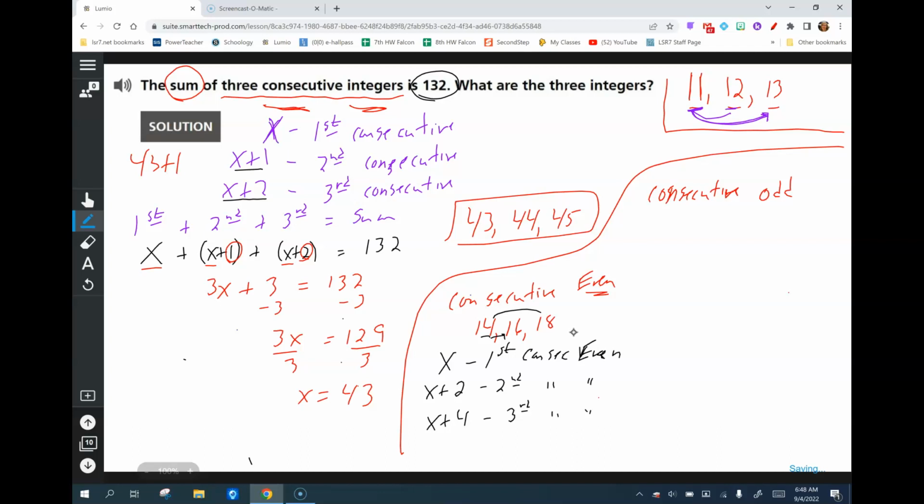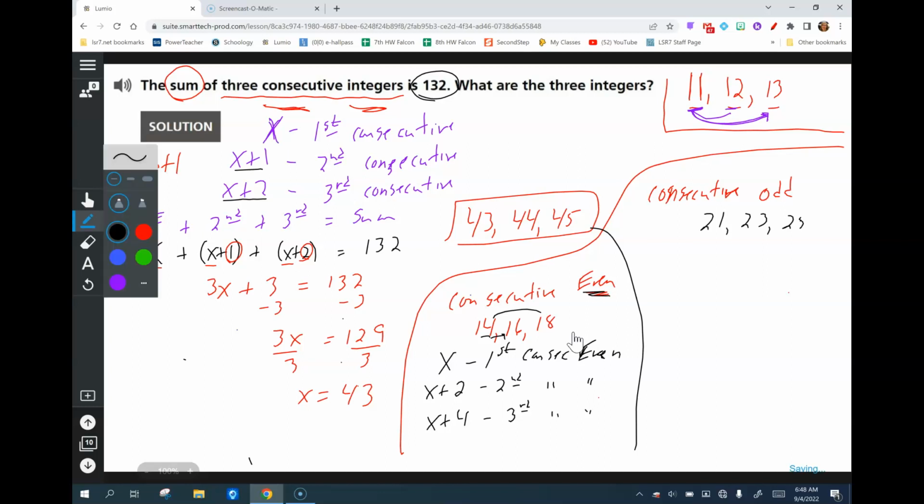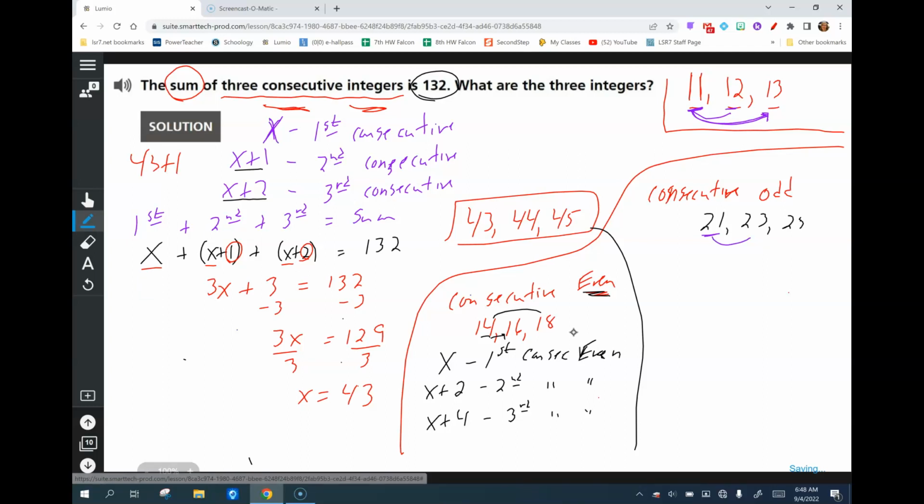Let's say that we have 21. What is the next odd number? 23. And the next one, 25. And this is where it's kind of weird, because if we look at it, consecutive even, it's like, oh yeah, add 2. But that's the interesting thing about it. If I'm on consecutive odd, what do I do to the first one to get to the second one? I add 2 still. So even and odd are going to look the same.